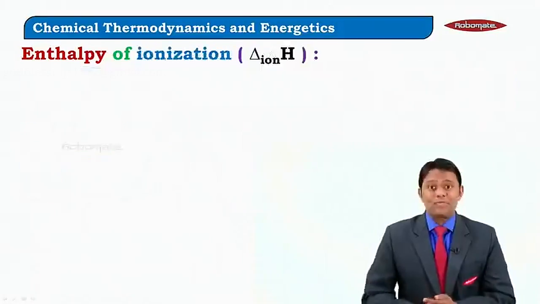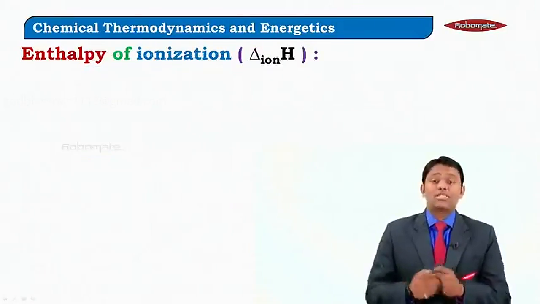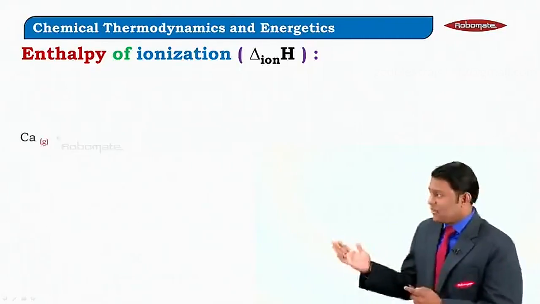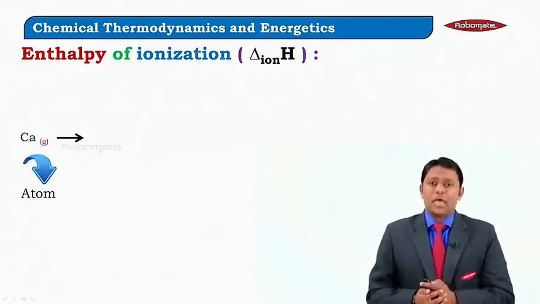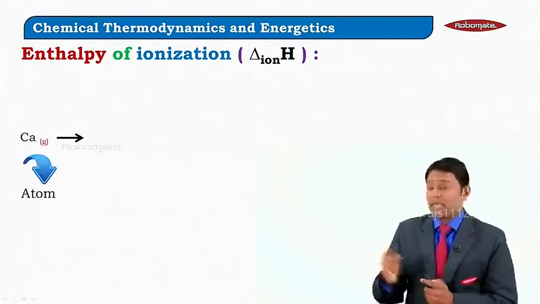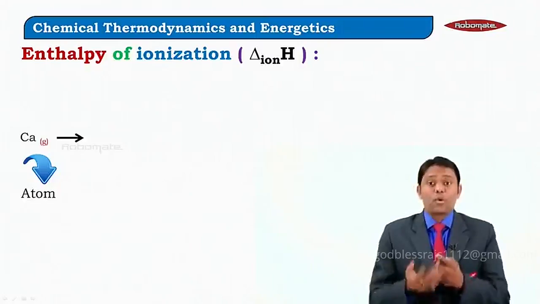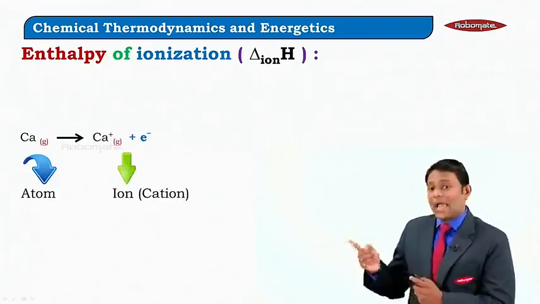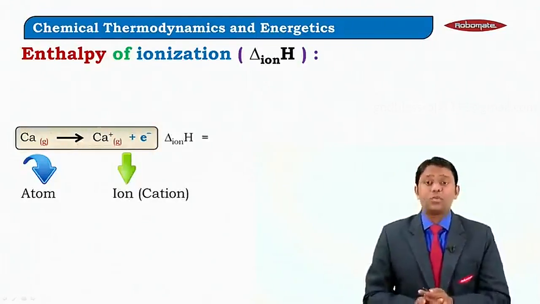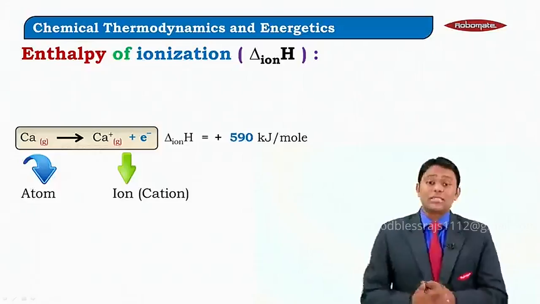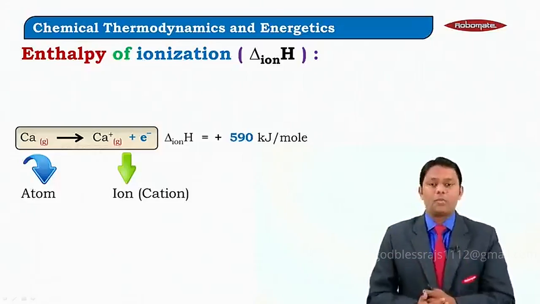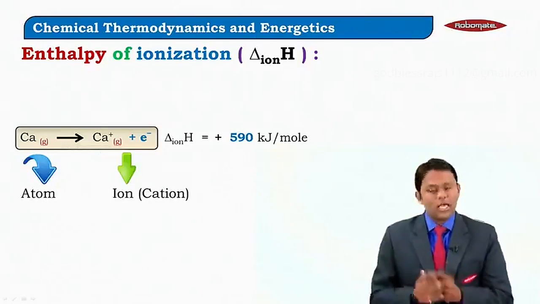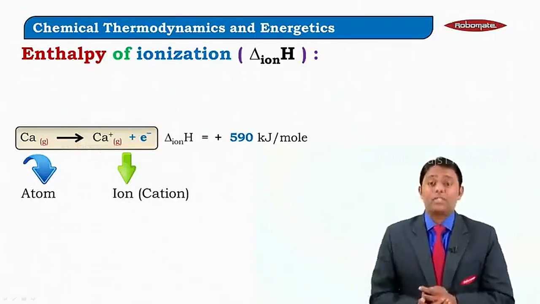Let's take the second one, that is enthalpy of ionization, which is represented as delta H of ion. Say for example we consider a calcium atom. To convert it into an ion, an electron has to be lost, so we have to provide energy. If it is getting converted to calcium plus and an electron, the amount of energy required is approximately 590 kilojoules per mole. Only by supplying 590 kilojoules of energy, a calcium atom is getting converted into a calcium plus 1 ion.